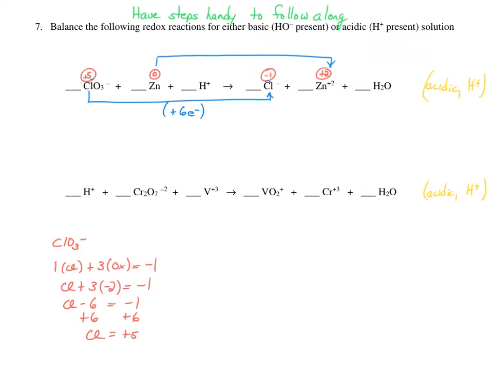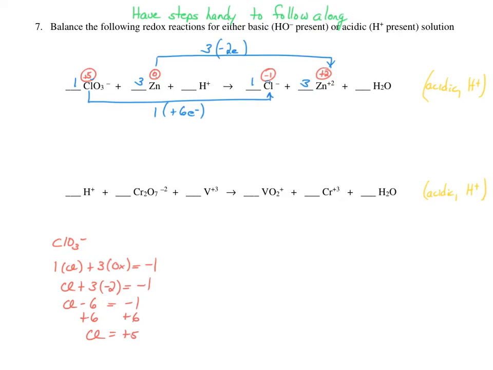Now for zinc, it's being oxidized. It's going from 0 to +2, so it's losing 2 electrons. Now we want to balance the electrons lost to electrons gained. Lowest common multiple of 2 and 6 is 6, so we want 6 total electrons, which means the coefficients associated with chlorine remain unchanged, but we need to triple the amount of zinc. So we need to change these coefficients from 1 to 3.